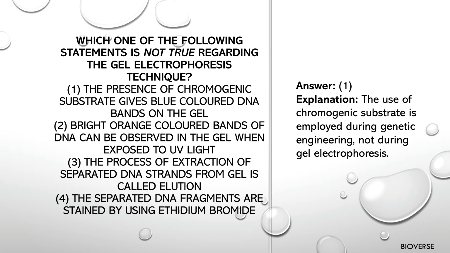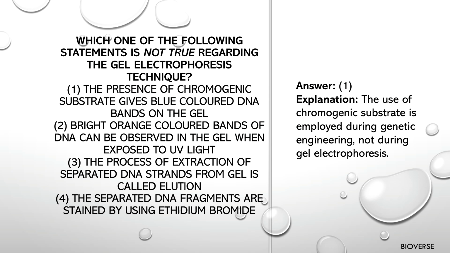Which one of the following statements is not true regarding the gel electrophoresis technique? 1. The presence of chromogenic substrate gives blue-colored DNA bands on the gel. 2. Bright orange-colored bands of DNA can be observed in the gel when exposed to UV light. 3. The process of extraction of separated DNA strands from gel is called elution. 4. The separated DNA fragments are stained by using ethidium bromide.